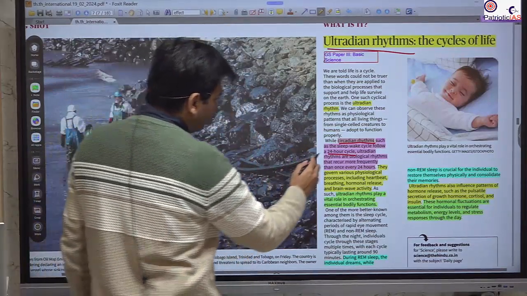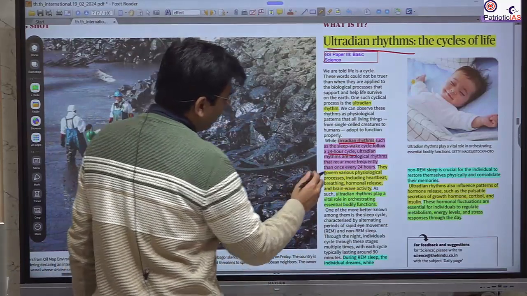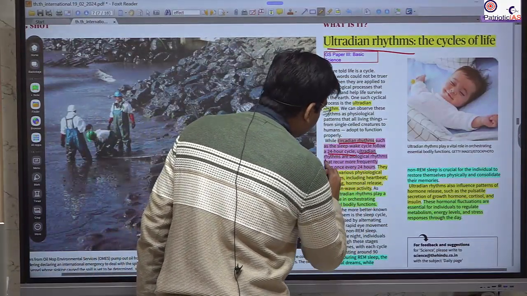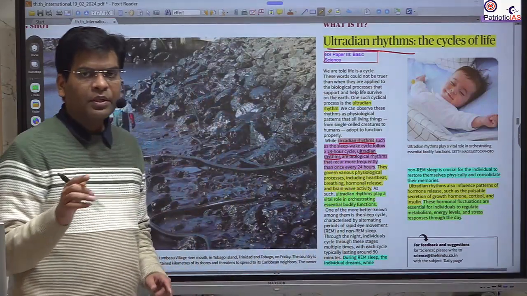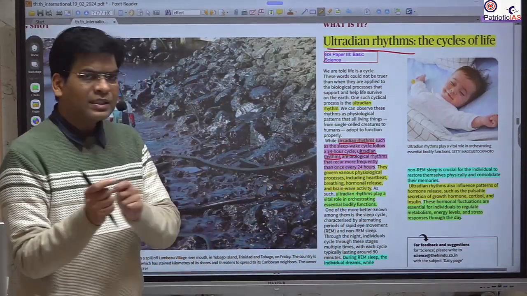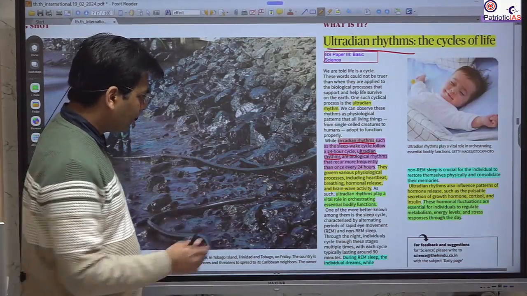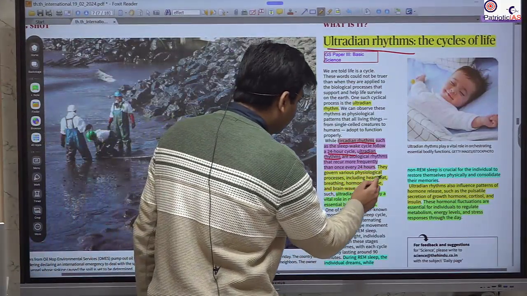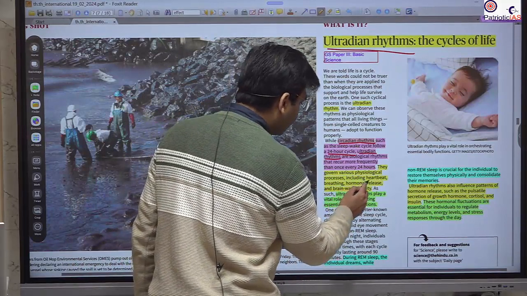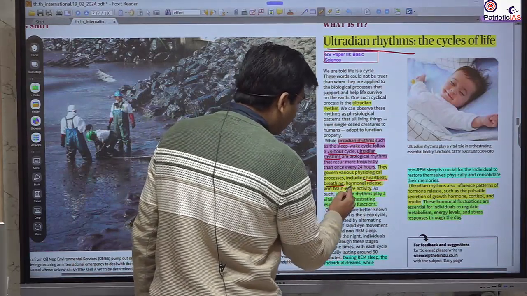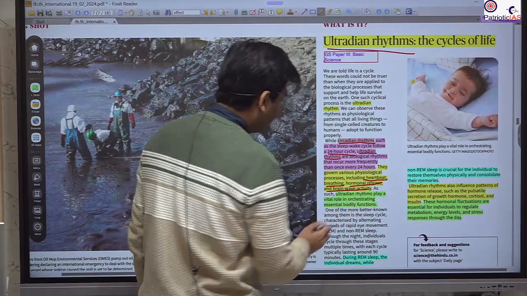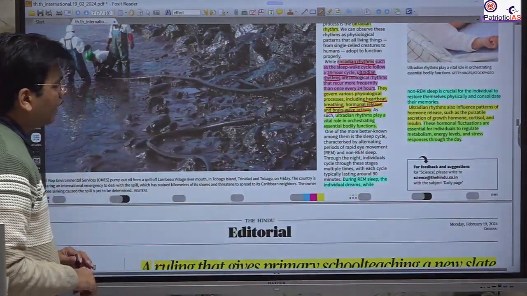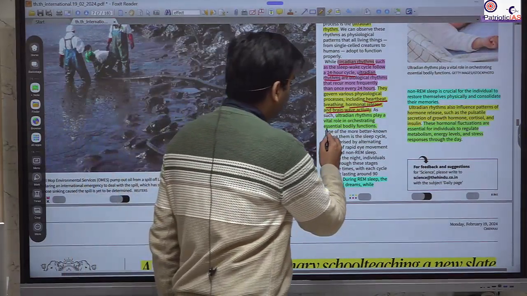So the different cells of the human body function as per this. Okay, so this circadian rhythm is for 24 hours, but the ultradian rhythm is more frequent. Maybe it could be in seconds, in minutes, in hours. For example, ultradian rhythms are governed by various physical processes such as heartbeat, breathing, hormonal release, brainwave activity. Okay, so the ultradian rhythm plays a vital role in orchestrating essential body functions.